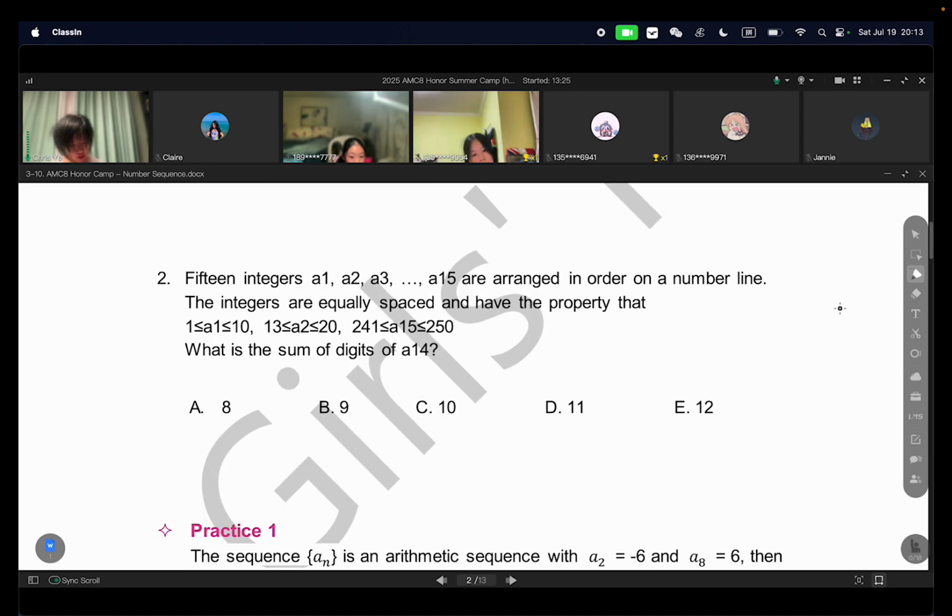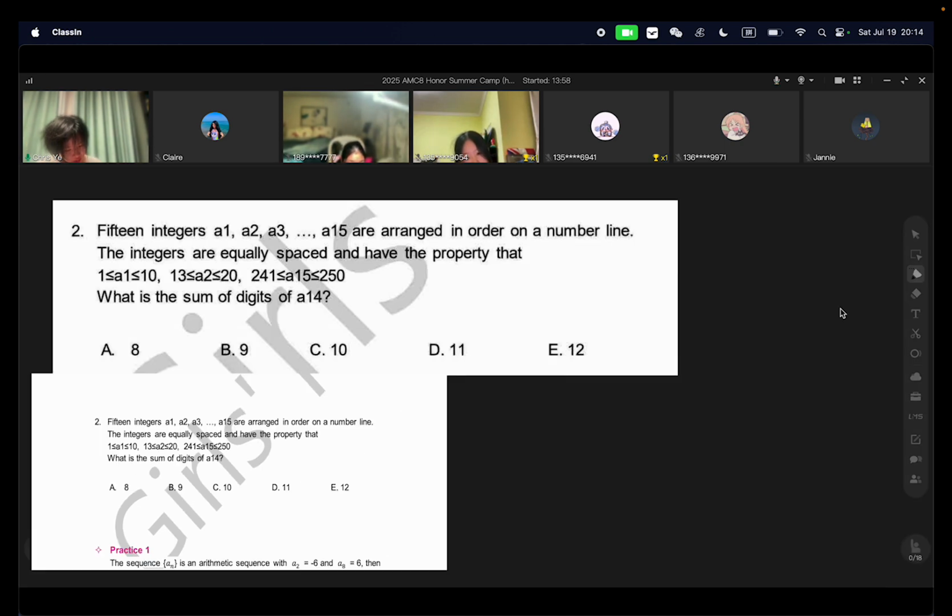Oh, do we have another exploration question before that, so we'll also review that. 15 integers A1 to A15 are arranged in order on a number line, and the integers are equally spaced and have the property that A1 is not less than 1, but also not more than 10, and that also applies to 13, A2, 20, 241, A15, and 250. So this seems like quite a complicated question, but I'm going to explain it.